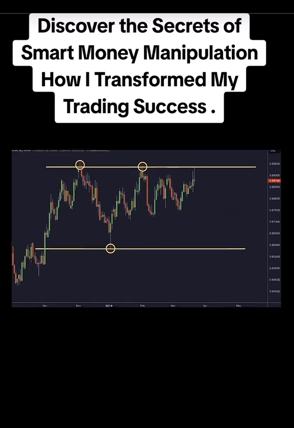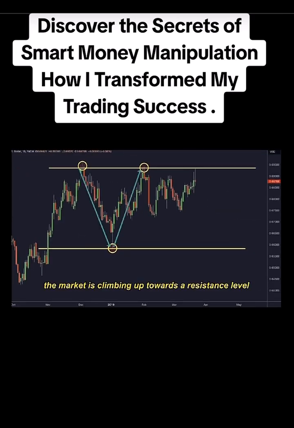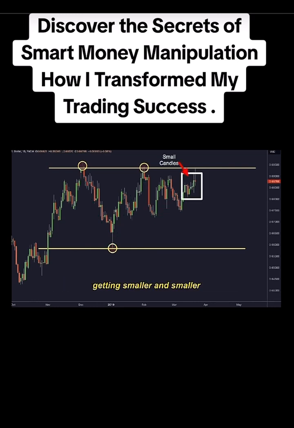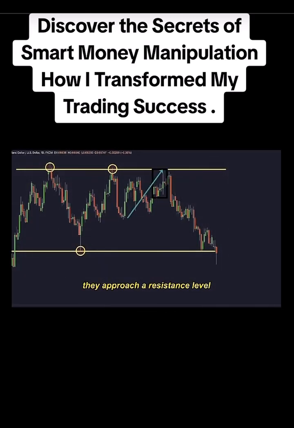trading. Imagine the market is climbing up towards a resistance level. As it gets closer, you start to notice the candlesticks getting smaller and smaller. This is a critical observation. When candles shrink in size as they approach a resistance level, it tells us that the buying pressure is fading. It's like a car running out of fuel. As it climbs a steep hill, it starts to slow down because it doesn't have the power to go any higher. The smaller candles are the market's way of saying, we're losing steam up here.